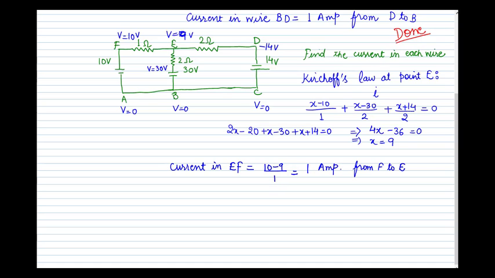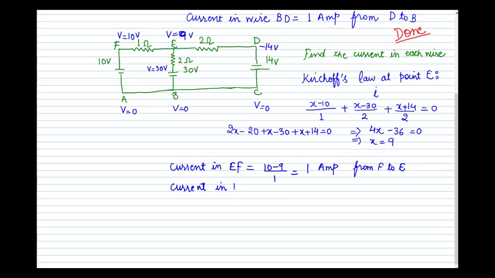But minus 1 ampere means, if you are calculating E to F, 9 minus 10 means E to F. So if you move from E to F, then the current you are getting is negative. That means the current is flowing from F to E. So if you take it as positive, then it's from F to E. And if you take it as negative, then again it is F to E. So this negative will only give you the direction. So you can do both ways, but always you will get the magnitude as 1 ampere and the direction is from F to E.